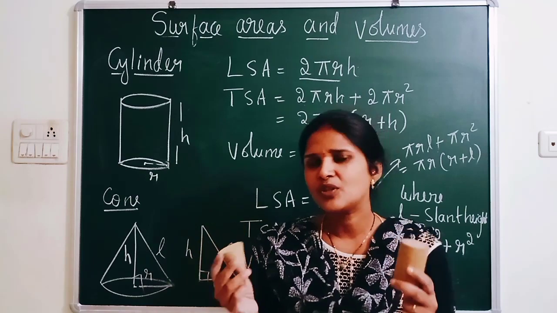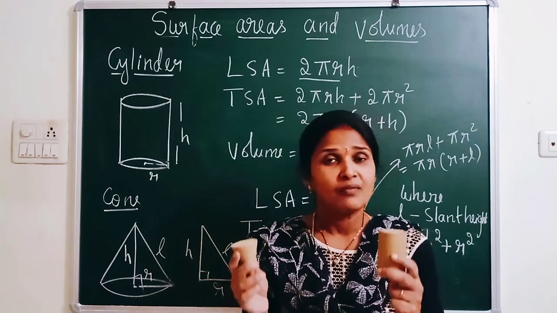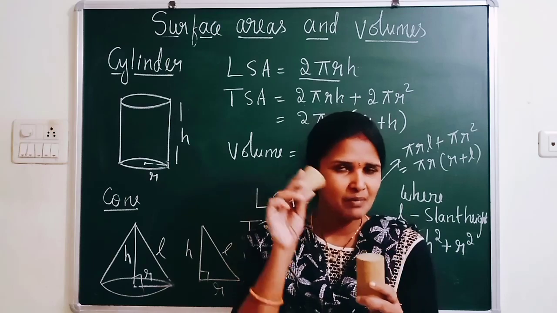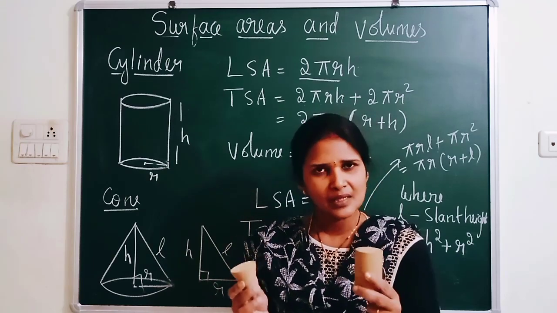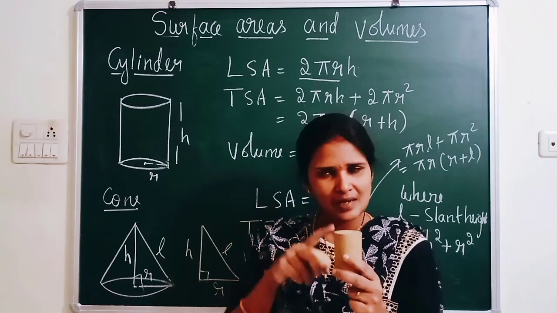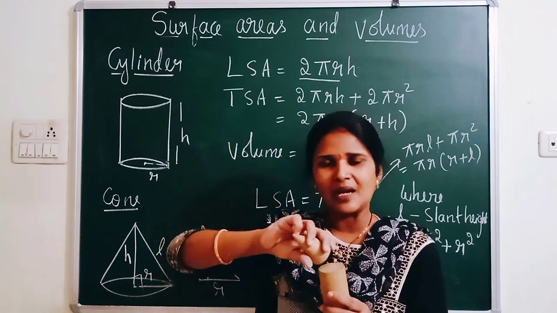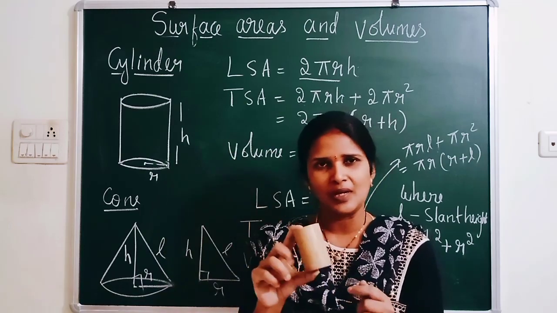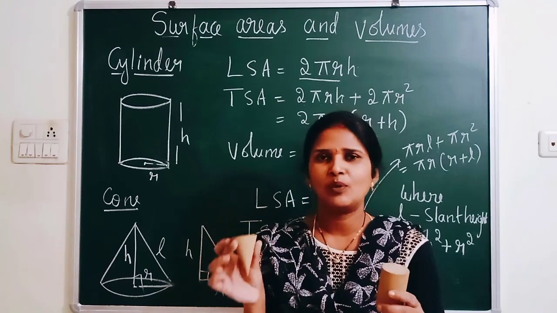So what is the relationship between a cylinder and a cone? In case of volume, it should be mentioned that they have the same radius and same height. Then only you can compare. That is, the volume of this cylinder is 3 times the volume of the cone. Means when you pour 3 times, this glass is going to fill. So volume of cylinder equals 3 times volume of cone.